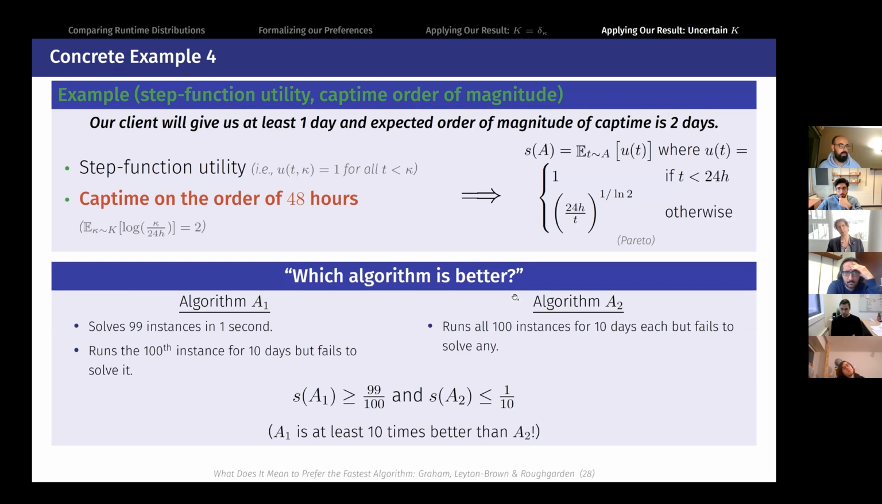So let me give you one last concrete example of what that looks like. If my client is going to give me at least 1 day, and the expected order of magnitude of the cap time is 2 days, then I have this Pareto case. So I have this function here, and I could use this to plug into my 2 algorithms to say which algorithm is better. I can score the 2 algorithms, and I can get bounds on how big the score can possibly be given these caps. And I can say algorithm A1 is at least 10 times better than algorithm A2.